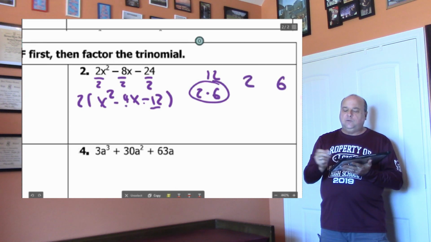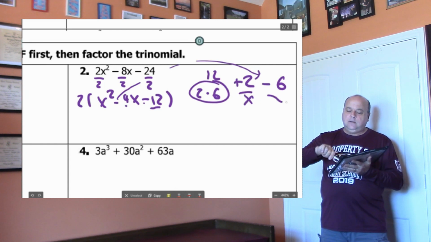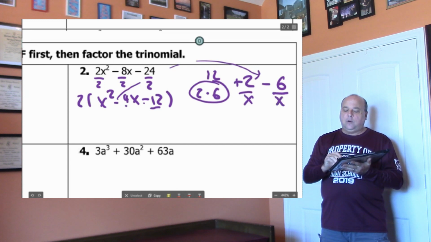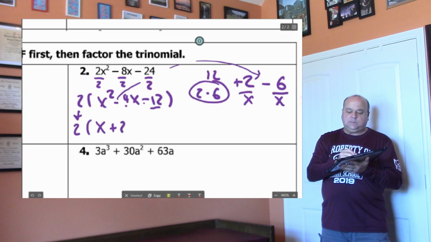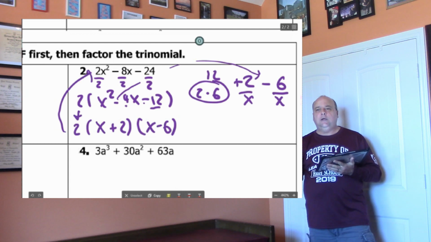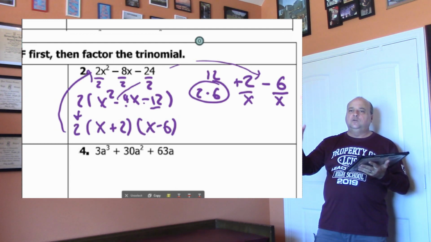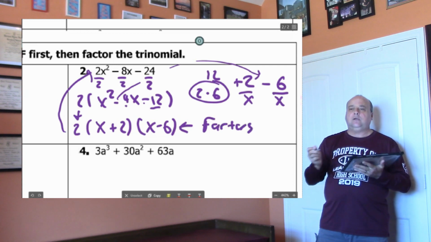Over to the right, put 2 and 6. The middle sign goes to the big number. Put plus. Our letter is x. And we have our parentheses right here, don't we? Drop the 2. This will be x plus 2 and x minus 6. If we multiplied all this, we would go straight back up here, okay? If we multiplied it all, those are the factors. These are the factors of that quadratic, okay?